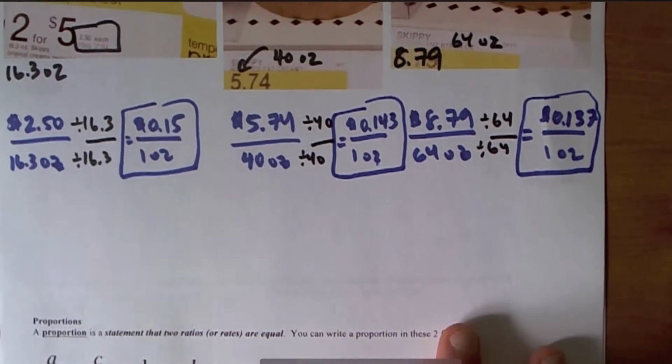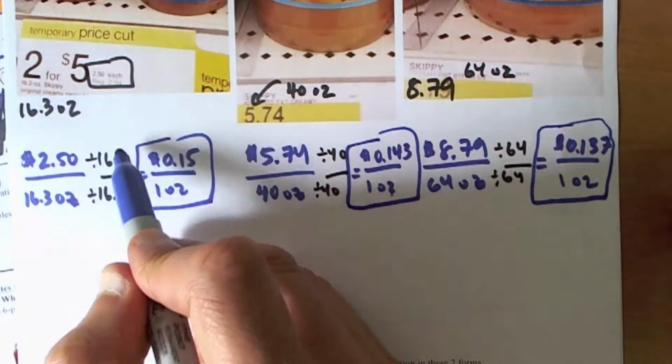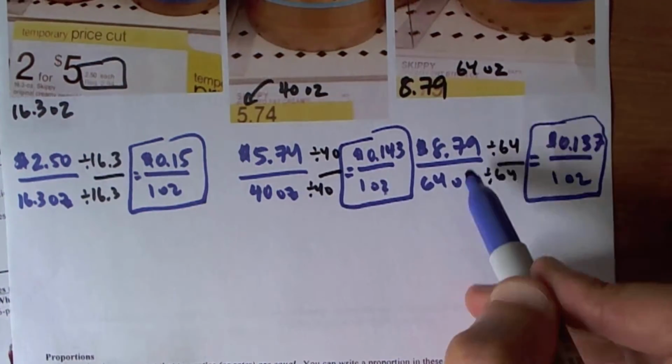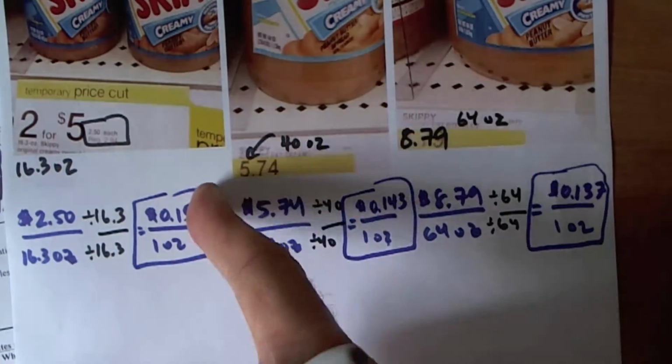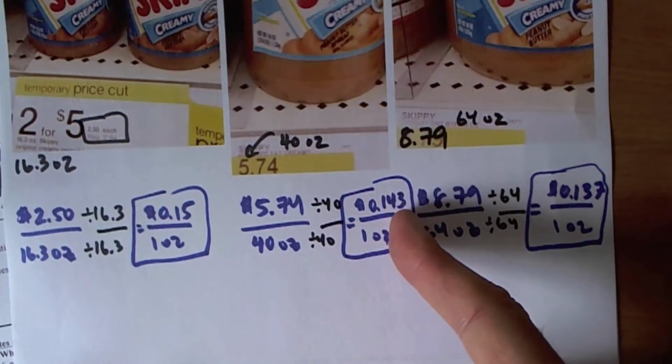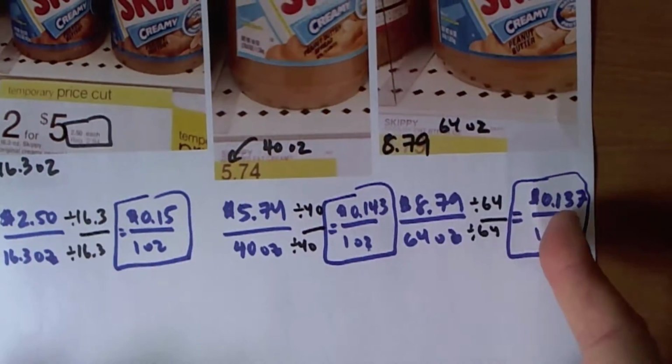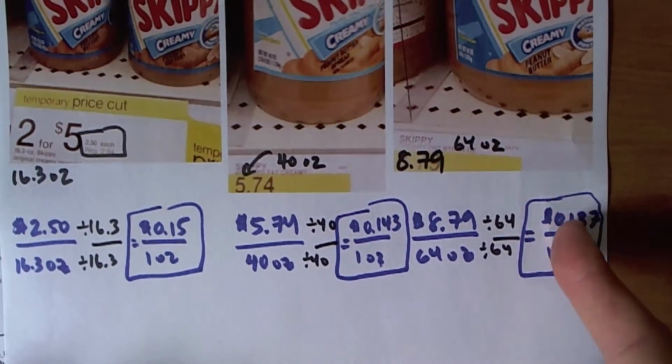Okay, so here are the final results. We divide by equivalent forms of 1 for all of these. 15 cents per ounce here, so you have to pay 15 cents to get an ounce here. You have to pay about 14 cents per ounce here, and you have to pay about 14 cents per ounce here. Now this one's actually cheaper because you're rounding up here.